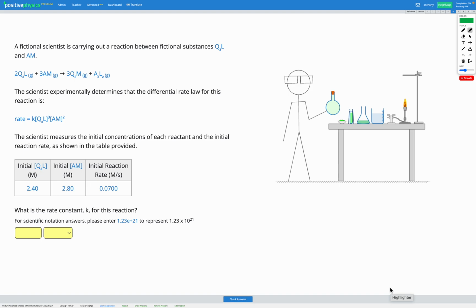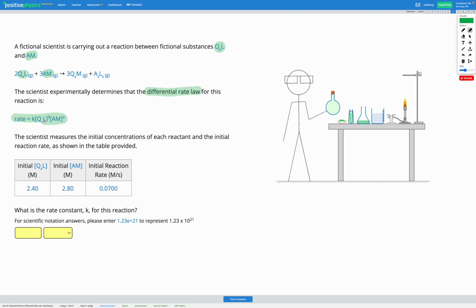In these questions, we're now using our differential rate law equation to figure out the rate constant K for a given reaction. So in this question, we have a reaction between fictional substances Q3L and AM. So you can see we've got 2 Q3L and 3 AM reacting together. And the scientist experimentally determines the differential rate law.